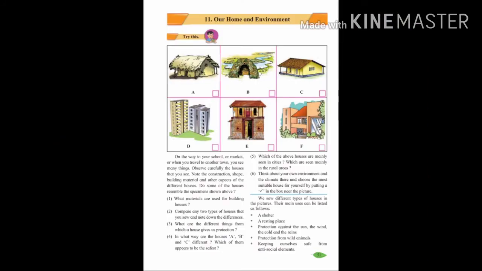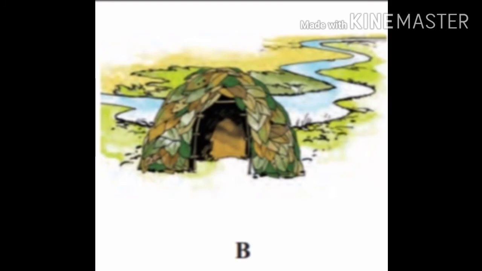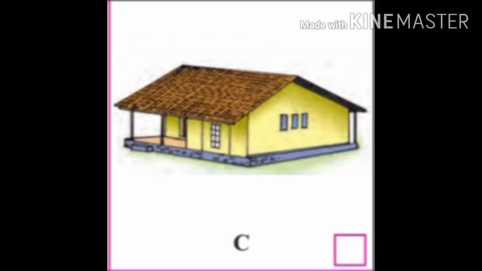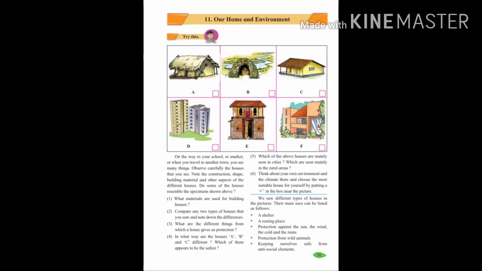In what way are the houses A, B, and C different? Which of them appears to be the safest? According to me, I think house C will be the safest because A and B will not give us protection either from the antisocial elements or from the sun, wind, and cold.